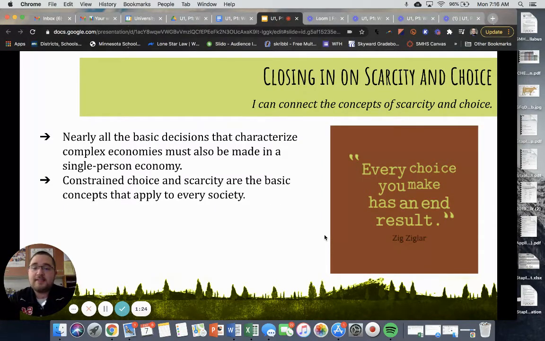Nearly all the basic decisions that characterize complex economies must also be made in a single-person economy. Constrained choice and scarcity are the basic concepts that apply to every society. And I really like the quote over on the right by Zig Ziglar: every choice you make has an end result. And we'll see this in this course. And you'll also notice that one decision or one policy or one tax or whatnot has a trickle-down effect on the American economy. And we will spend a lot of time analyzing that, talking about what impacts it has on you and also on the agriculture, food, natural resources industry.